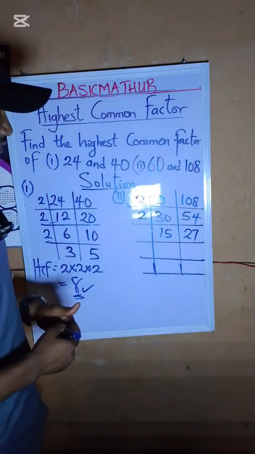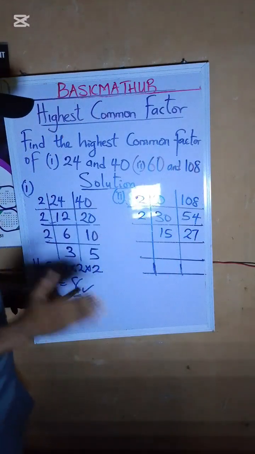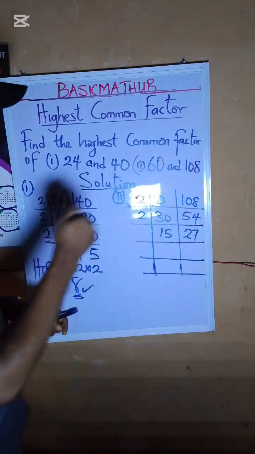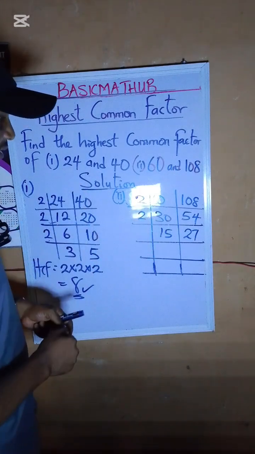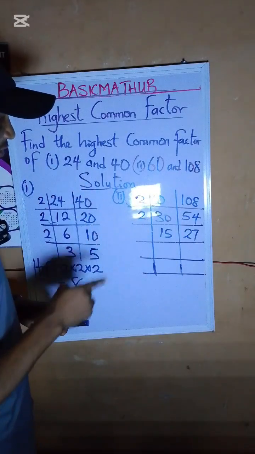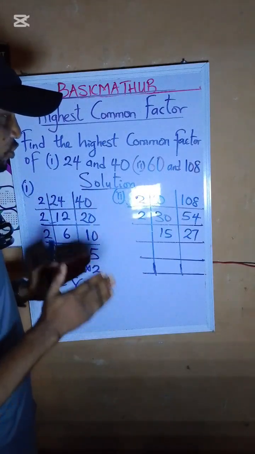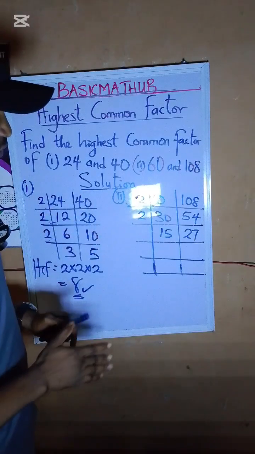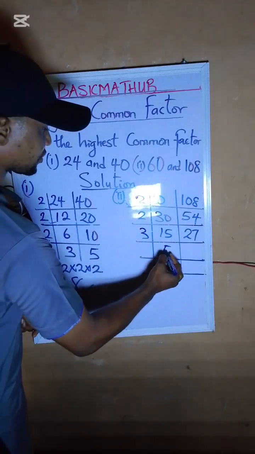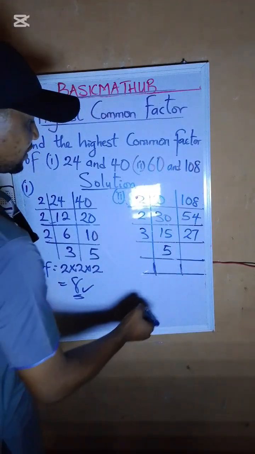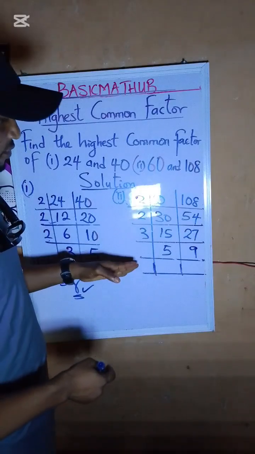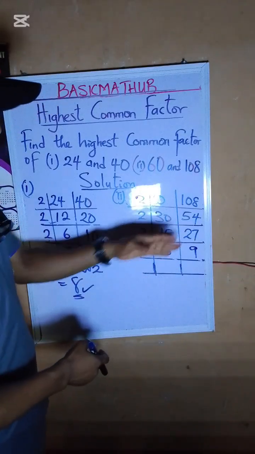So if you look at 15 and 27, 2 has finished its business. So we move to number 3. Let's look if 3 will go in both of them. I told you before, your multiplication table must be your partner when you are dealing with mathematics. So 3 will do. 15 divided by 3 will give us 5, and 27 divided by 3 will give us 9. There is no common factor that will divide both 5 and 9 completely.